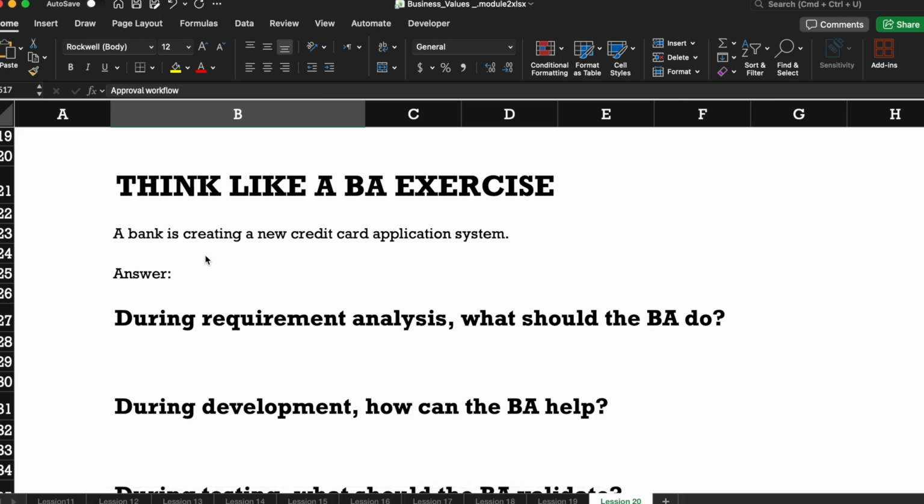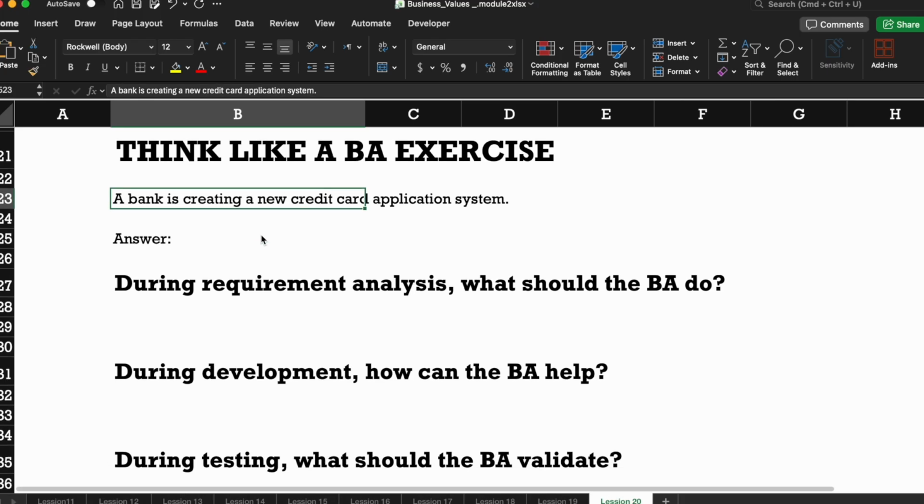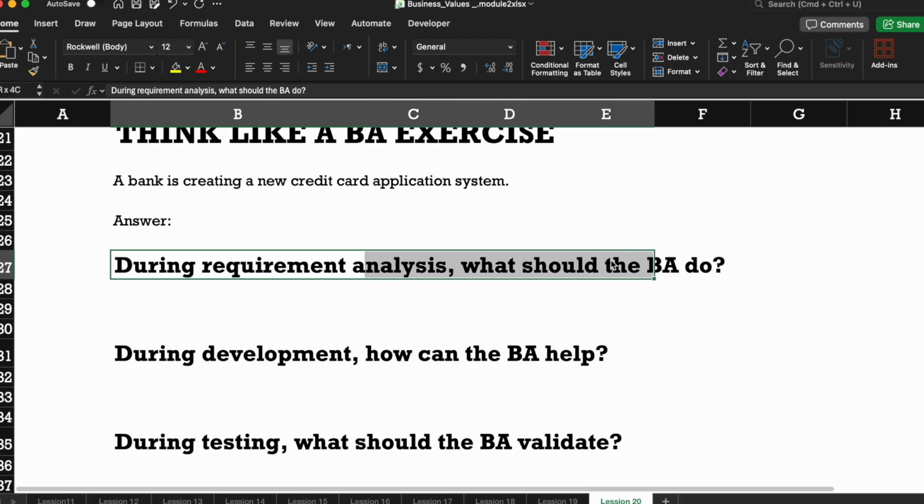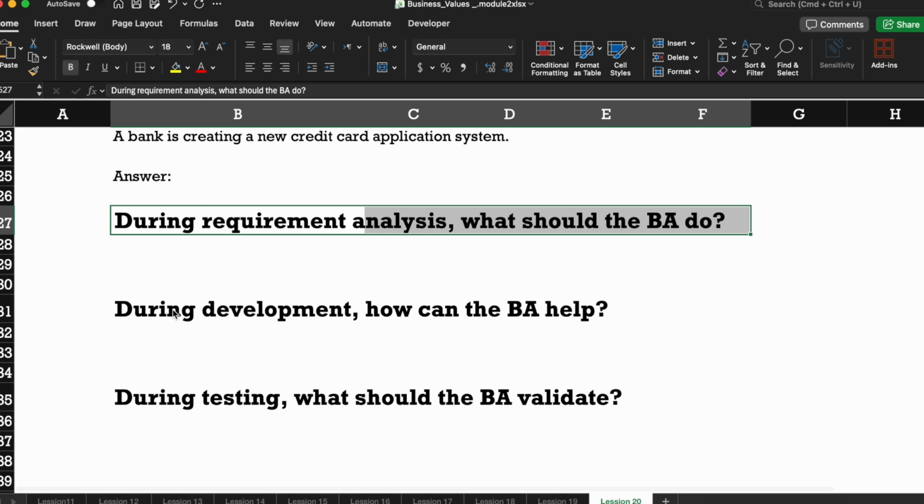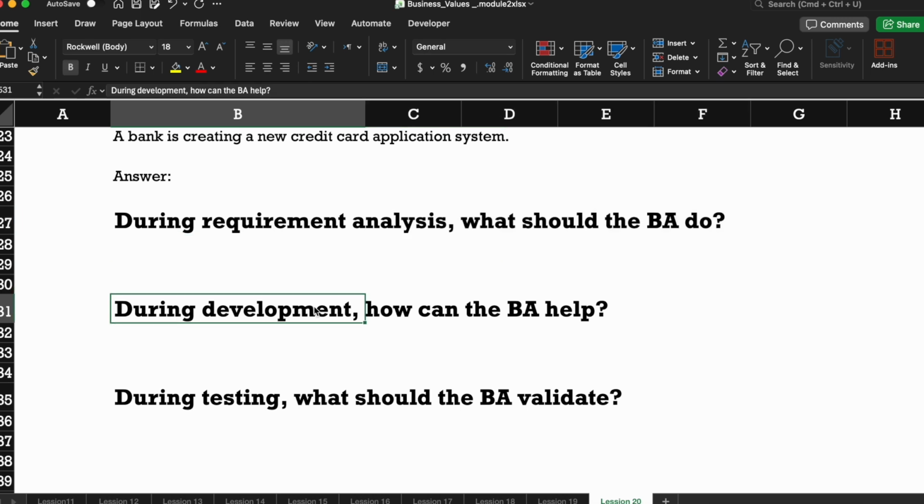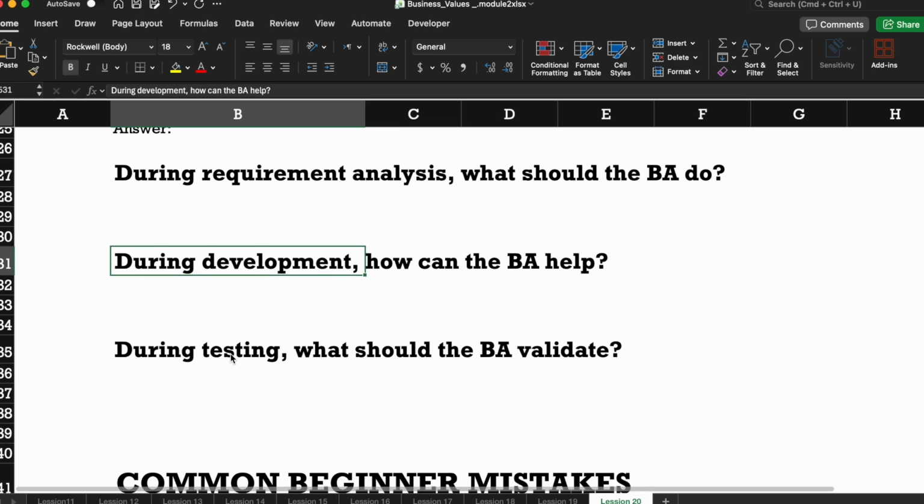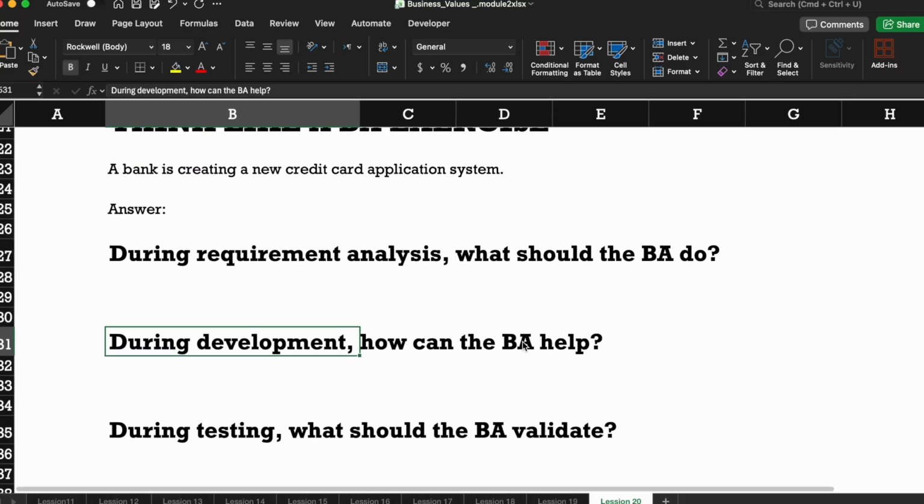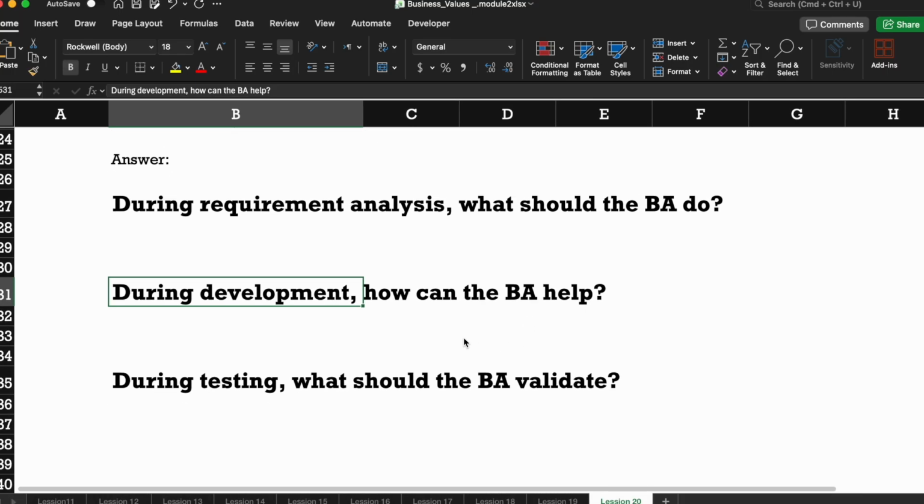Think like a BA exercise. A bank is creating a new credit card application system. During requirement analysis, what should the BA do? During development, how can the BA help? During testing, what should the BA validate? Okay, so you need to find the answers for this one.